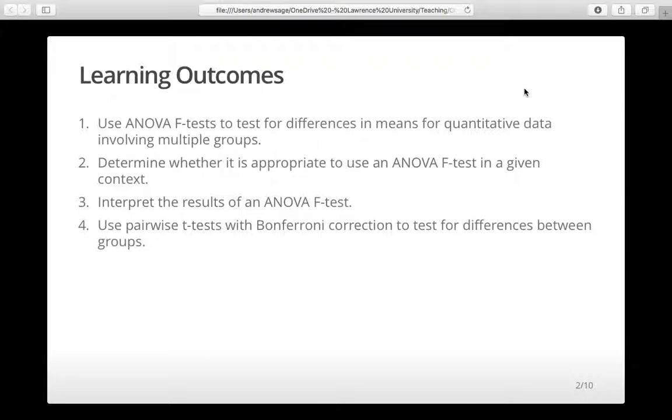In the video, we'll talk about how to use the ANOVA F test to test for differences in means for quantitative data involving multiple groups, how to determine whether it's appropriate to use an ANOVA F test in a given context, how to interpret the results of an ANOVA F test, and how to use pairwise t-tests with Bonferroni correction to test for differences between groups.